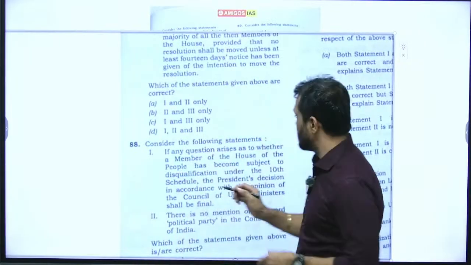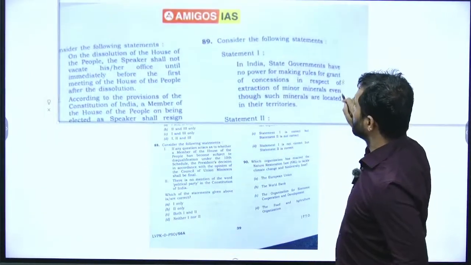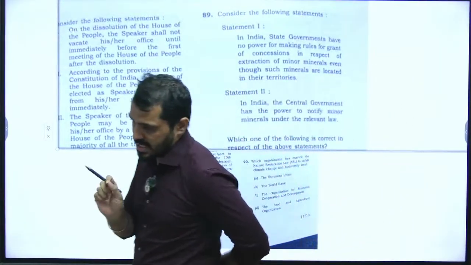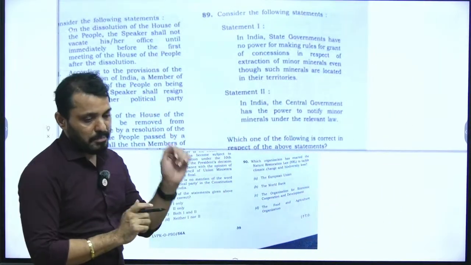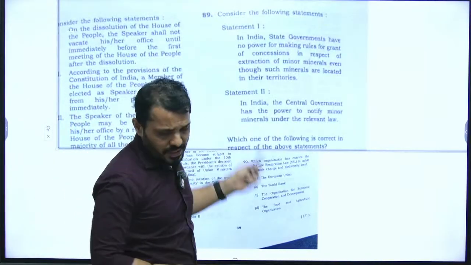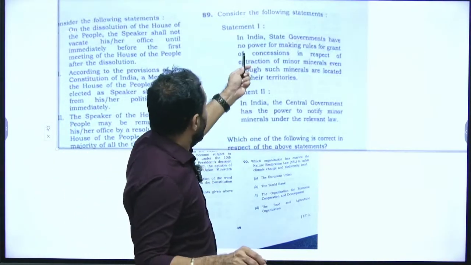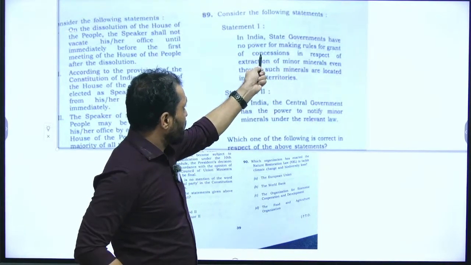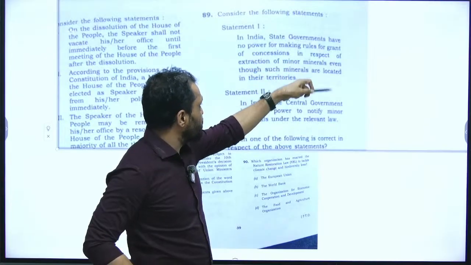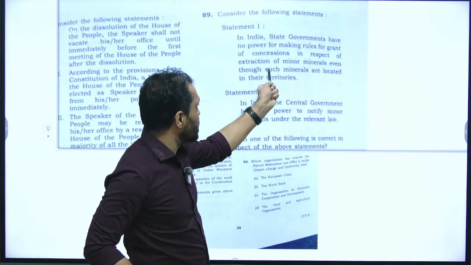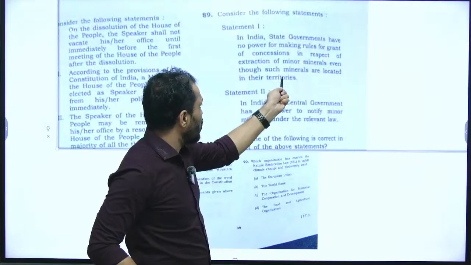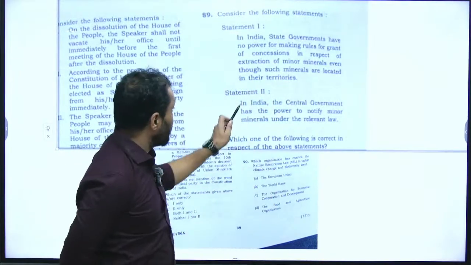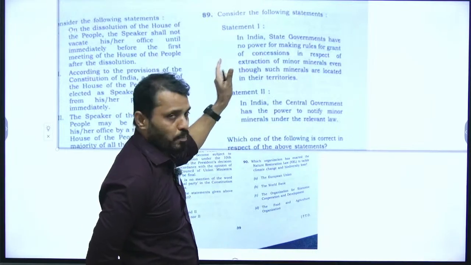Next, 89. That is about statement number 1. This is regarding the minor minerals. Now, let's see. Regarding the minor minerals, in India, state governments have no power for making rules for grant of concession in respect of extraction of minor minerals, even though such minerals are located in the territory. This is about state government having no power, they are saying.